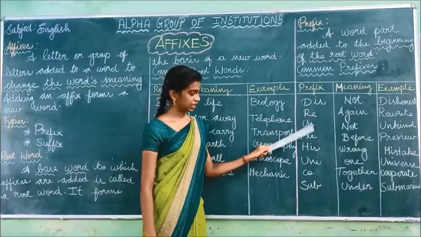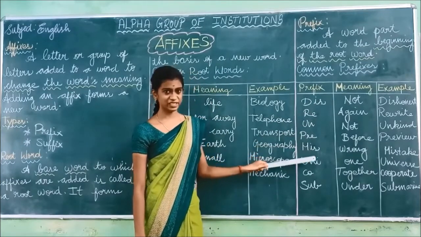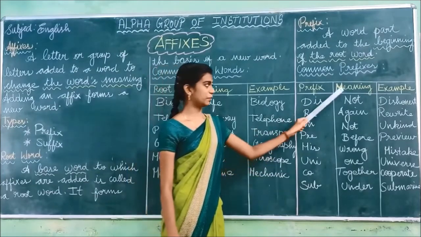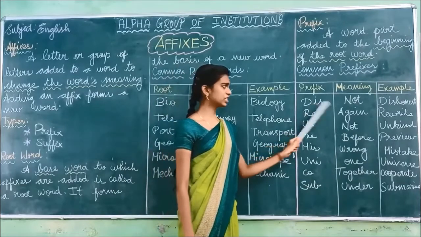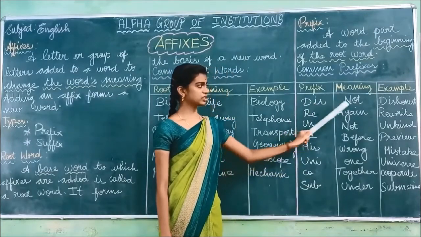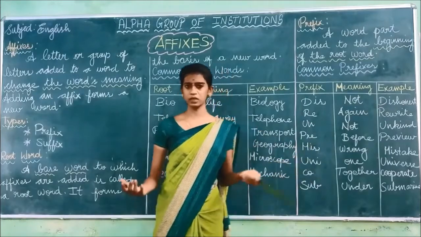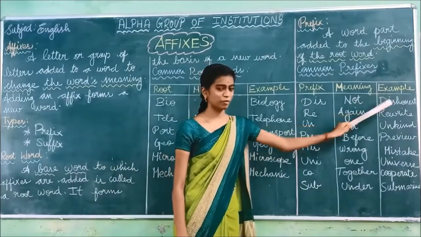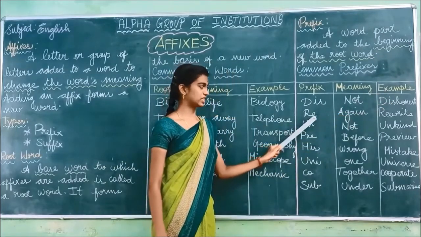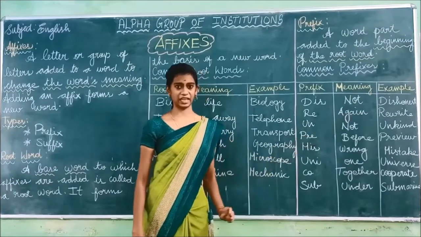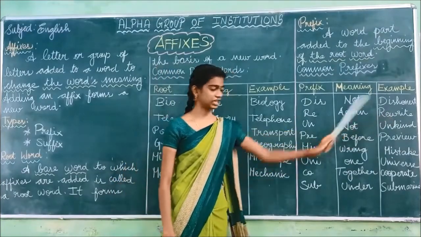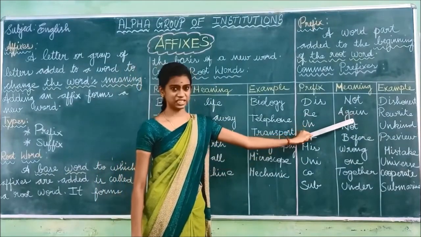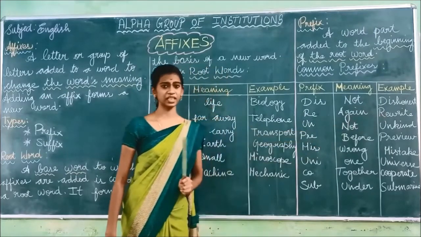So these are all the common prefixes: dis, re, un, pre, mis, uni, co, sub. And the meanings of these prefixes are: dis means not. Example: dishonest. Dishonest means not being honest. And the second one is re. The meaning of re is again, doing again. The example is rewrite, so writing again.